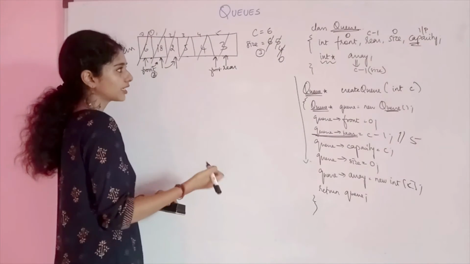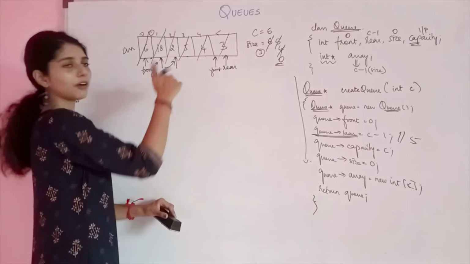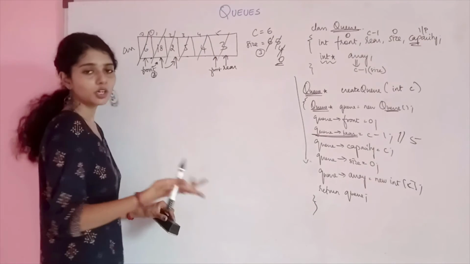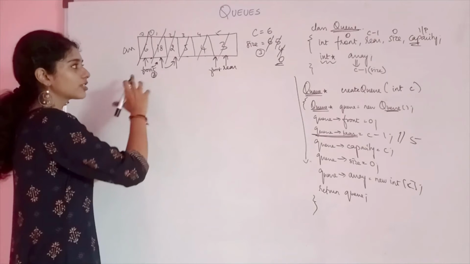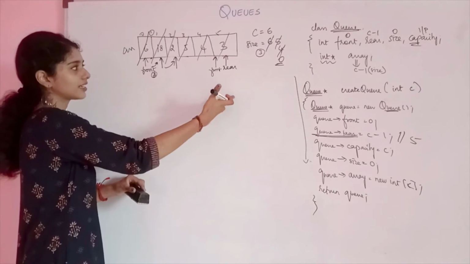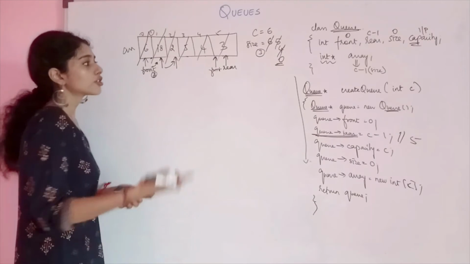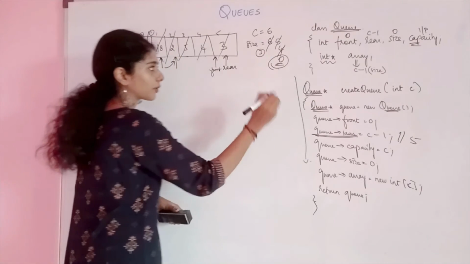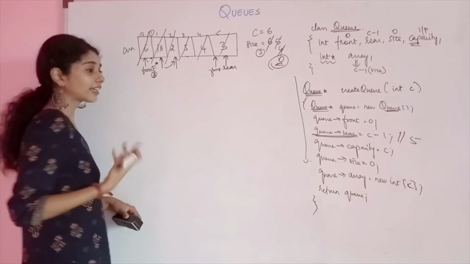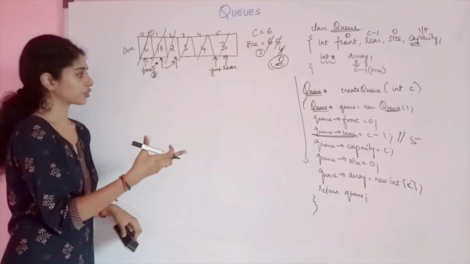When I cancel out 3, the size will ultimately be 0. Later, when I try to perform the DQ operation, I will not be able to, because my entire queue is empty. There is no element present in the queue, so what can I delete? I cannot delete any element. This is called the underflow condition. When I have no elements present in my queue, I cannot delete anything, so that is called the underflow condition.